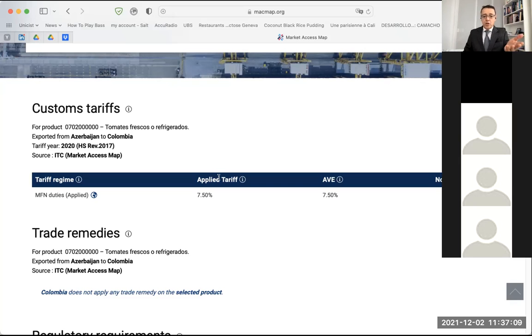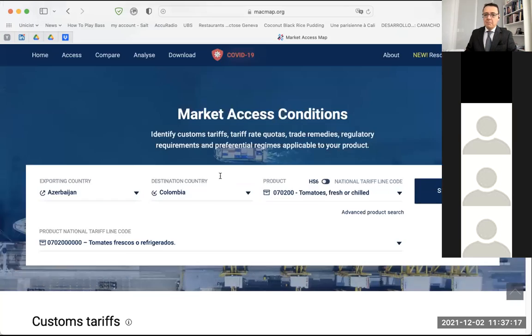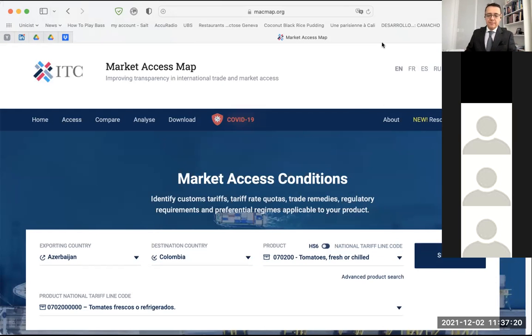So this is good and useful if I am trying to understand how much I will pay from Azerbaijan to Colombia. But that's not enough for what we want to do. Because yesterday I said that the real difference is not the actual tariff. Take an example. So we're going to sell peanuts. What's the other word? Ground nuts, they call them in Africa. We're going to sell peanuts in Zambia, in Africa.